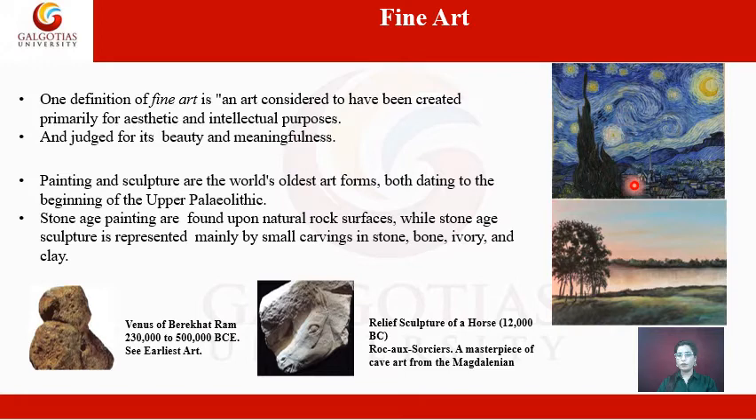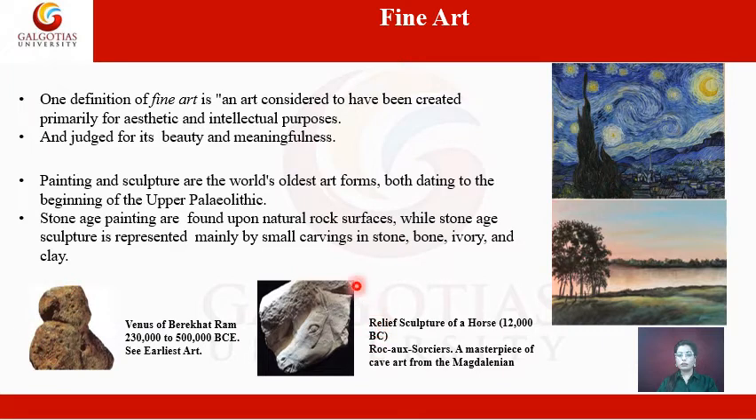For example, these paintings you can see here, first one and second one, are examples of fine art. Painting and sculpture are the world's oldest art forms, both dating to the beginning of the Upper Paleolithic. Stone Age paintings are found upon natural rock surfaces, while Stone Age sculpture is represented mainly by small carvings in stone, bone, ivory, and clay.